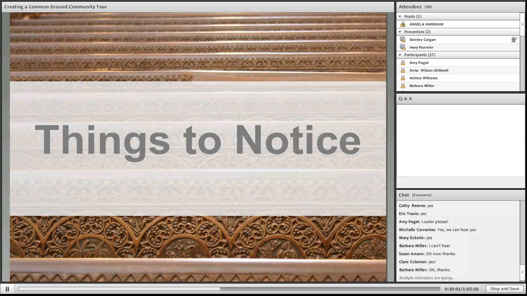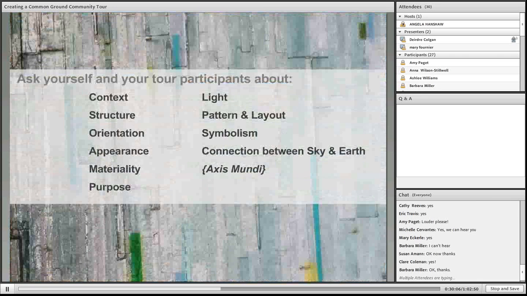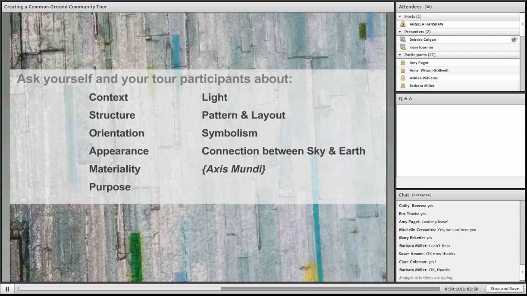So I thought it would be helpful for you if I were to go through the questions that I think you might want to think about, both yourself, but also present to your tour participants, so that either before you go on the tour or while you're in the various sites, you can think about these. And then before you think about them, think about what's going to happen after you've visited all these sites.